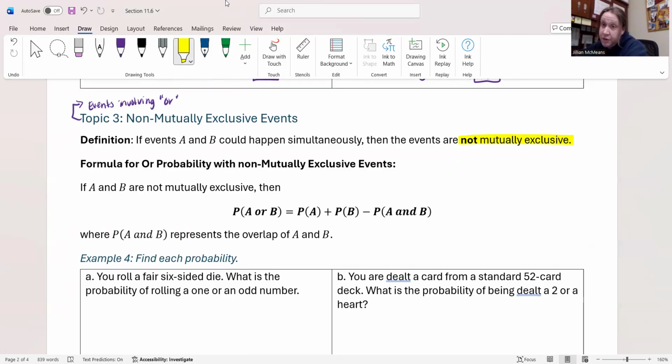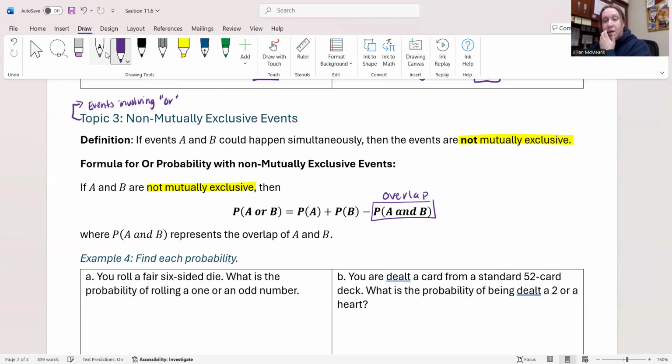So we do have a formula that we need to know about. It says if events A and B are not mutually exclusive, that means they could happen at the same time, then if we have the probability of A or B, we would still take the probability of A. We would take the probability of B, but the issue is there's going to be overlap. So we have to subtract off the probability that both things happen at the same time. I think of this as the overlap.